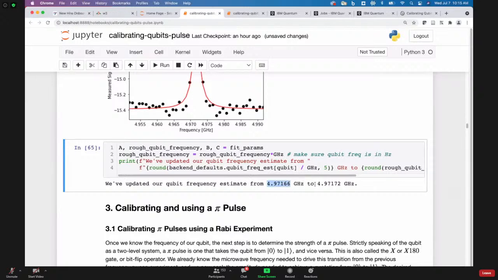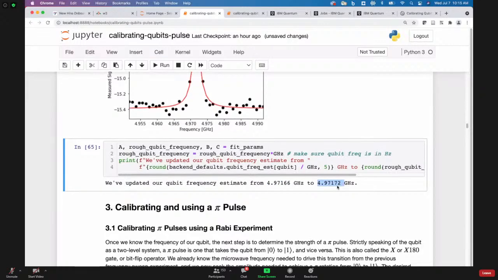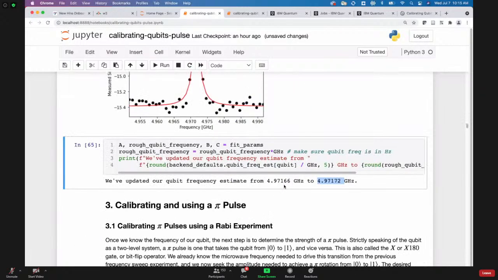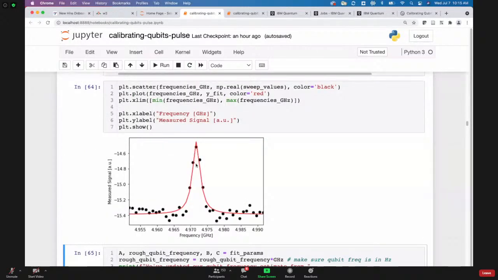You'll notice that the initial guess, or the value that we had from the backend, was this. I do want to emphasize this is just a rough qubit frequency calibration. I believe by the end here, it shows how you can do a fine frequency calibration. But this right here is just giving you a rough value. So this would be the first step that you do.